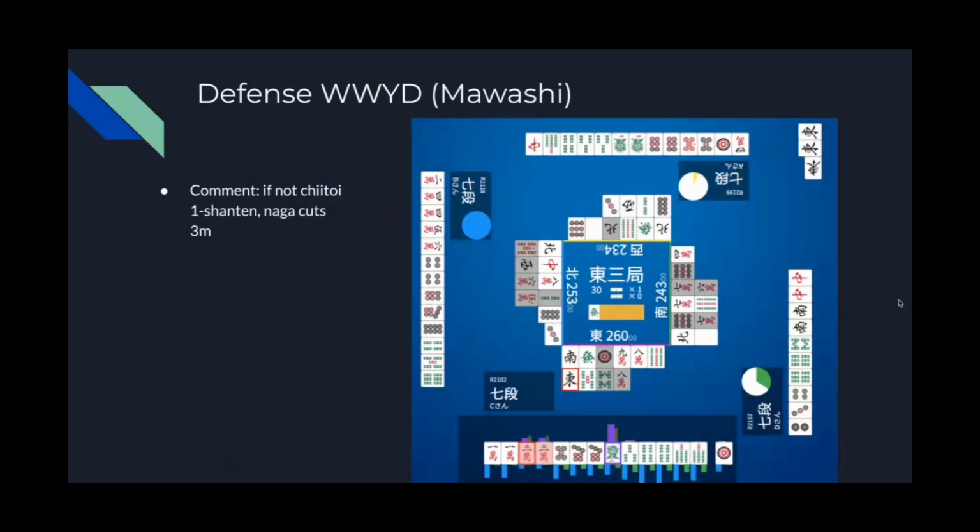And then the other point is this is another example of why we should just ignore the deal-in bars. If you look underneath the 7-pin and the 1-sou, their deal-in bars are basically the same, but the Naga decision model itself thinks that 1-sou is significantly safer than 7-pin. So just another further point that you should just ignore the deal-in bars.